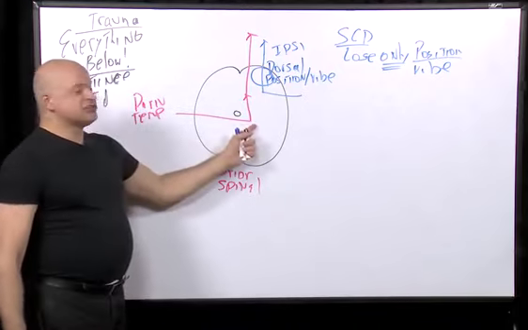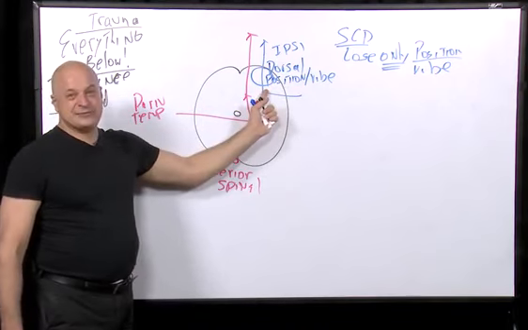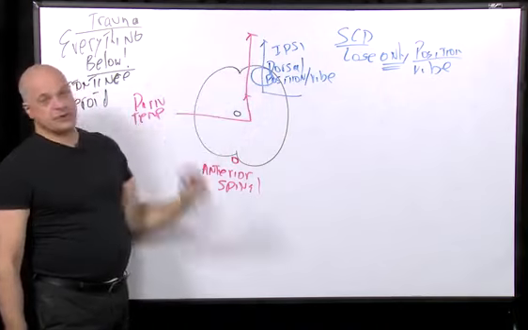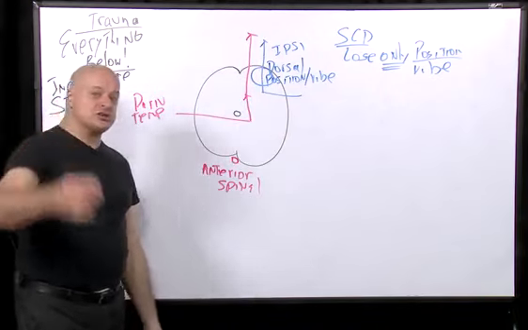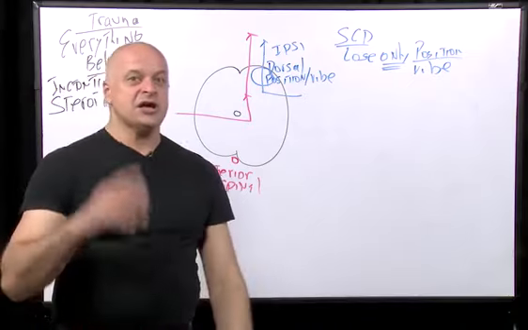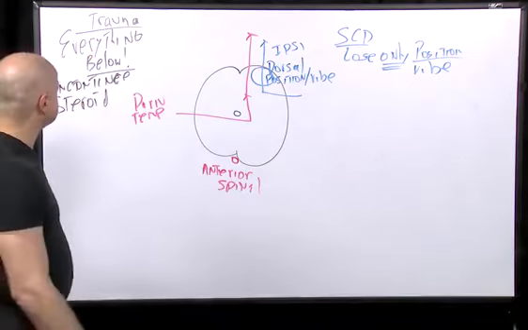Pain and temperature cross at the level of the cord and go up on the other side. Position and vibratory go up on the same side and cross later on in the midbrain. This is part of the reason that, remember we said, posterior strokes can give you bilateral findings?